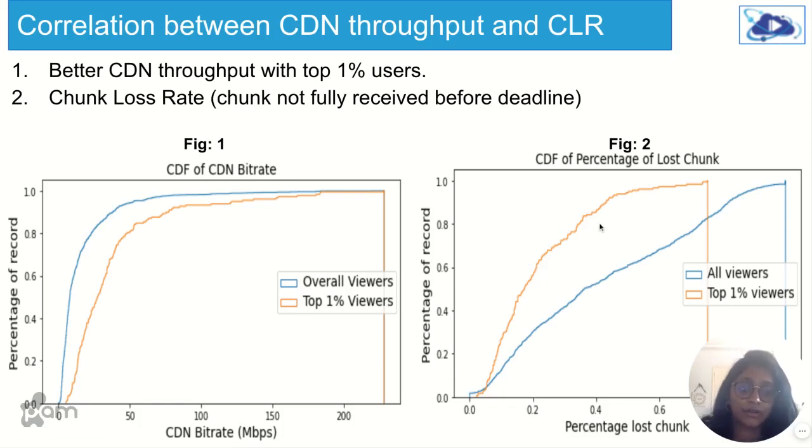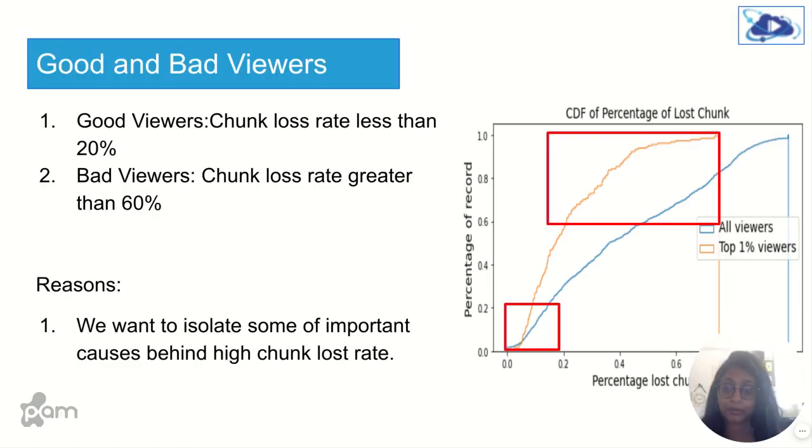The actual chunk loss rate of the overall viewers and the most active viewers are represented in figure 2. As we can see, for the top 1% viewers, the graph is left skewed. Almost 50% of the clients experience less than 20% chunk loss rate, whereas all the other viewers experience uniformly between 20% and 75% chunk loss rate.